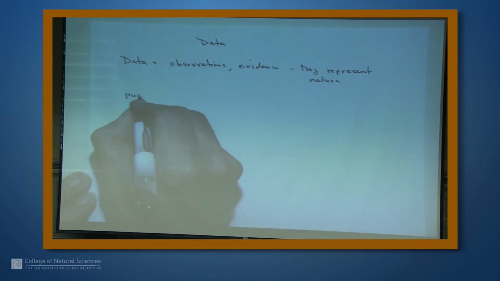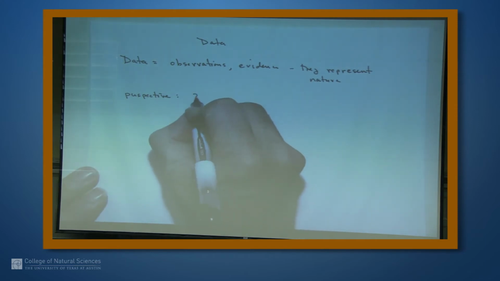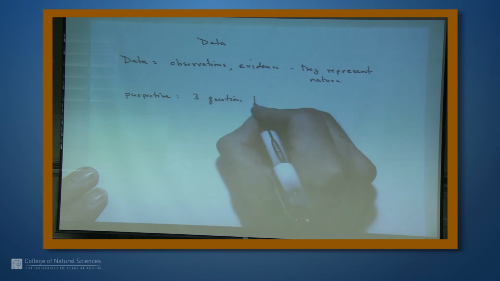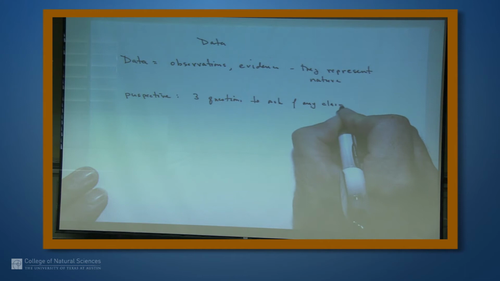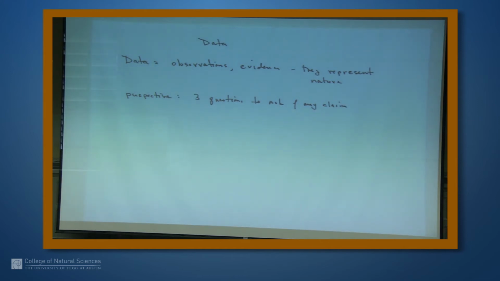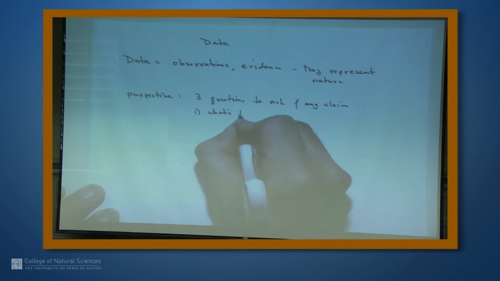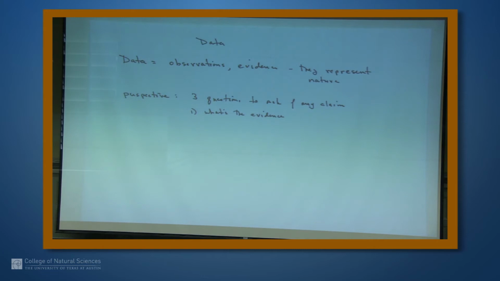And there's a perspective for the class that I'd like you to adopt, although it's not something that I can easily ask on exams. There are 3 questions to ask of any claim, right? And this is across the board. If you hear something that sounds weird, the first thing to ask is, what's the evidence? Which is saying, what are the data that led you there?